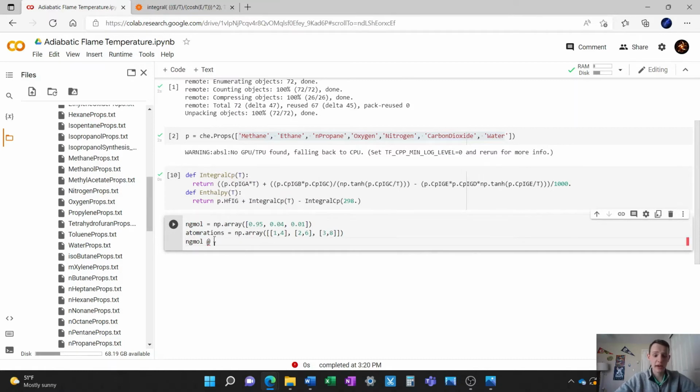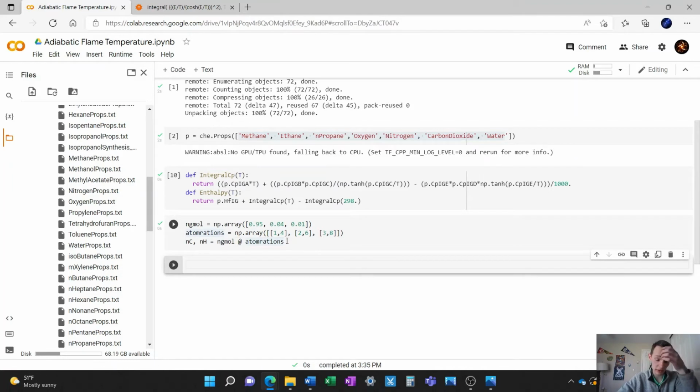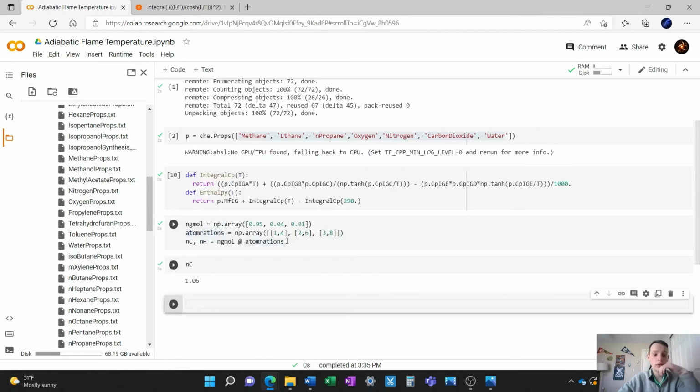I'm going to unpack this into the number of carbon atoms and the number of hydrogen atoms. I do have to make sure I do that in the right order. So we'll do NC, comma, NH. Okay, so we're unpacking this, and let's see what we get. Okay, got a check mark. That's a good start. So number of carbon atoms, 1.06.